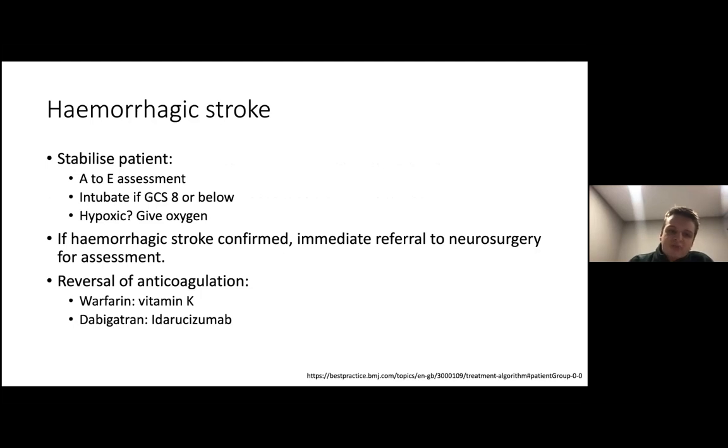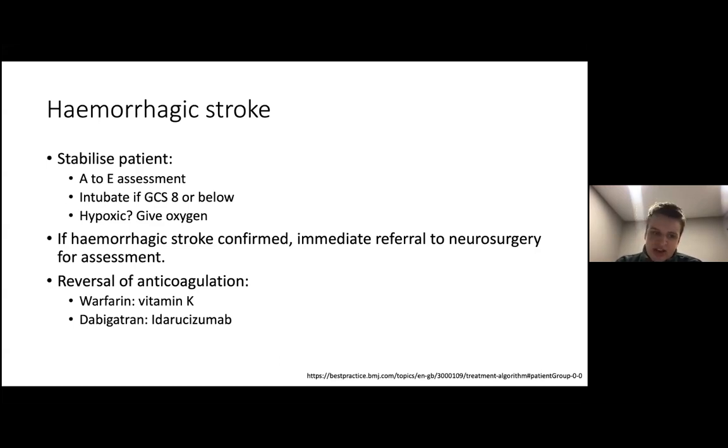So in hemorrhagic stroke, the management's a bit different. Again, as usual, aim to stabilise the patient. So we do a full A to E assessment, as I went through before. If their GCS is 8 or below, we consider intubating because they might not be able to maintain their airway. Are they hypoxic? If so, oxygen. If the hemorrhagic stroke is confirmed, immediately we need to speak to neurosurgery to get their opinion and see if the patient can have an operation.